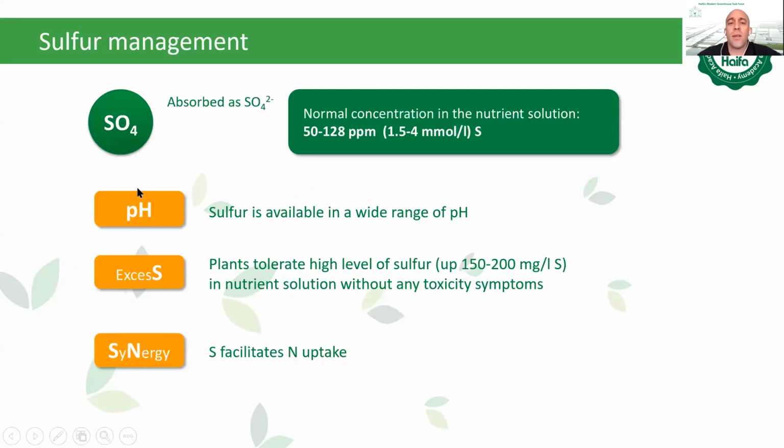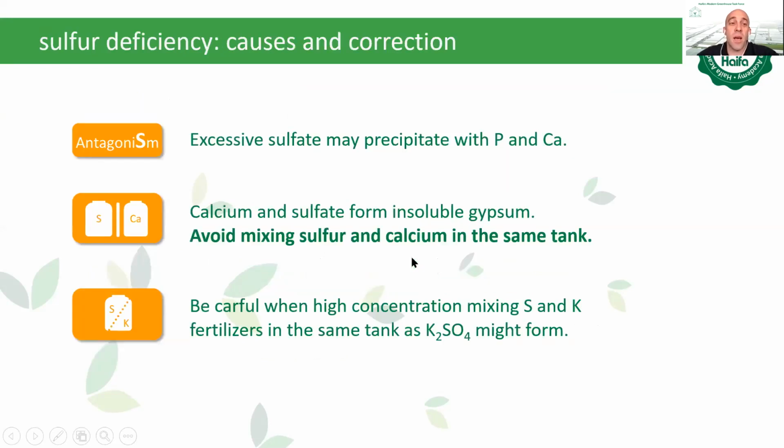Regarding sulfur management, first of all, the optimal sulfate concentration is 50 to 128 ppm. Sulfur is available in a wide pH range, like Marco showed in the beginning. Since plants tolerate a high level of sulfur, it's not a problem to give an excess. This is why we can apply a lot of sulfur and not have really toxicity symptoms. And as we said before, sulfur facilitates uptake.